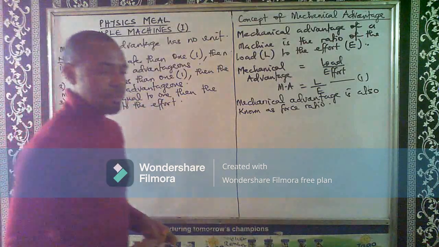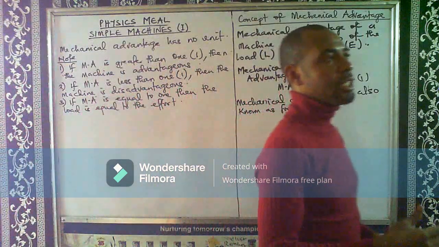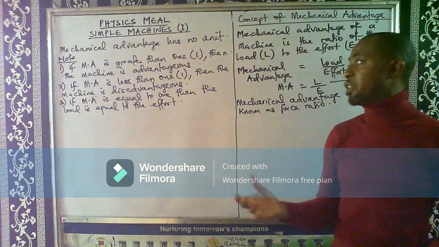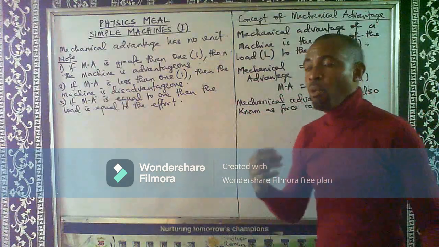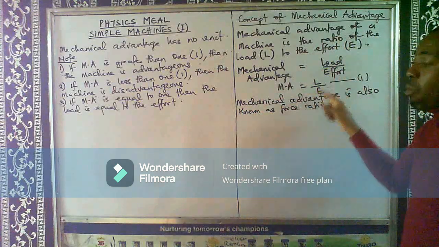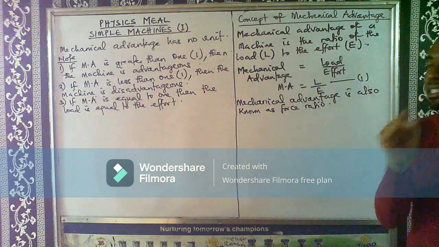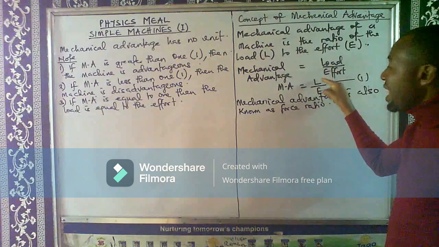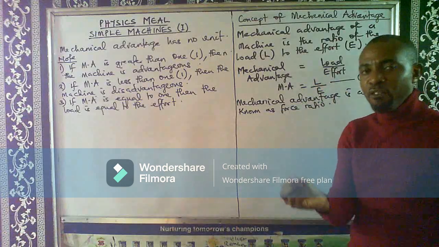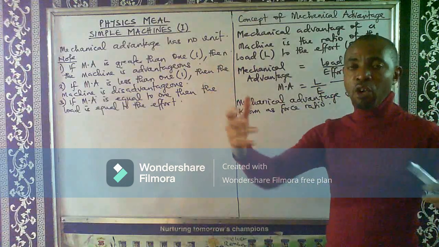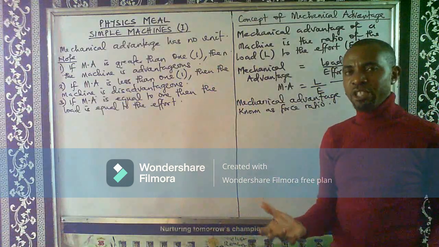Okay, now in the first case, for a machine to be advantageous, it means that the mechanical advantage must be greater than 1. And when mechanical advantage is greater than 1, what's the implication? It means that the effort is less than the what? Load. So a machine will be useful if a little effort can overcome a large what? Load. So you see it's useful.